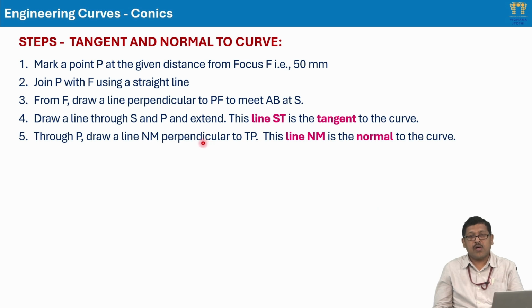Now how do we get the normal? For the normal, through this point P, we'll draw a line perpendicular to the ST line, and it should pass through the point P. This line we call NM, which is nothing but the normal to the curve. So these are the steps that are involved in the construction of conical curves as well as the tangent and normal. So in the next session, we will cover the demonstration of the same problem in AutoCAD.